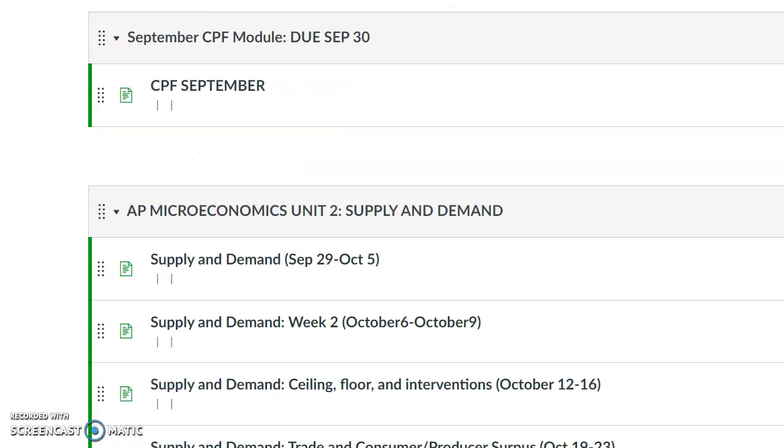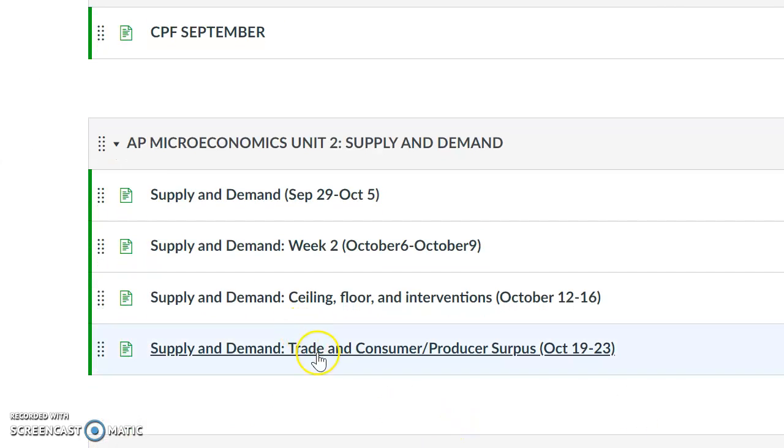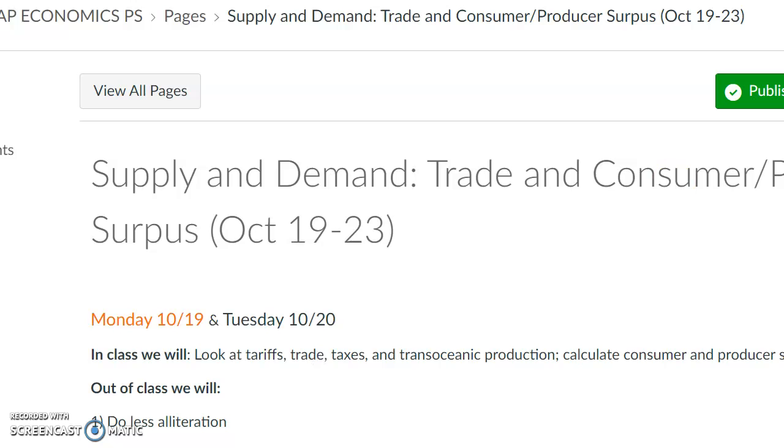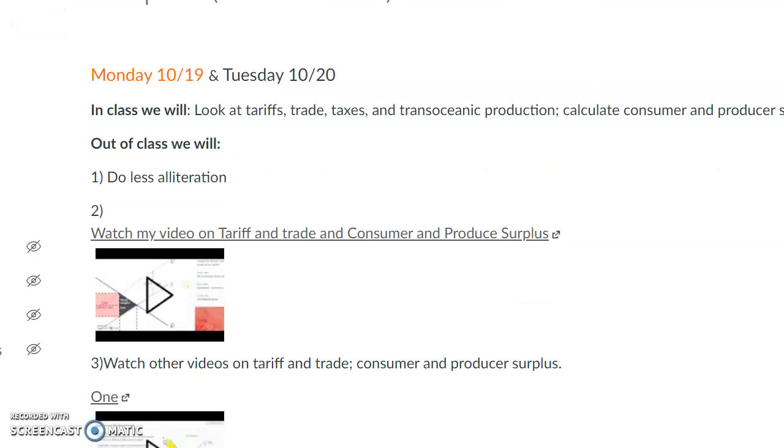Let's take a look at this week. And look at this. There it is. Trade, Consumer, Producer Surplus. And then we're done. Then we're going to be done with our supply and demand unit, and we're ready to move on to our next unit here. Probably Friday we'll start to look at costs. But anyway, here is our consumer and producer surplus unit.